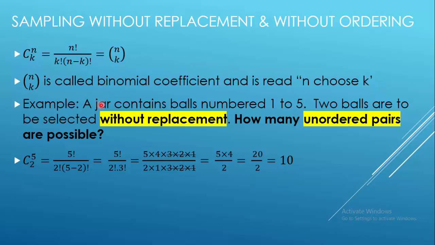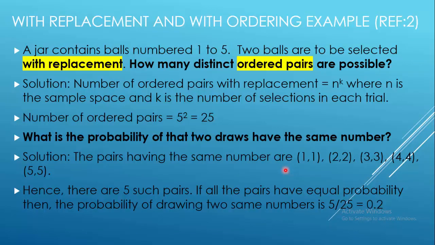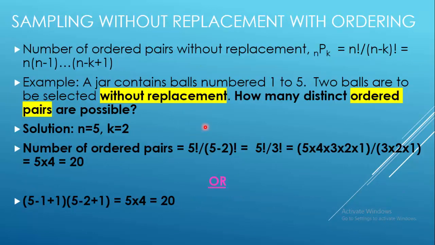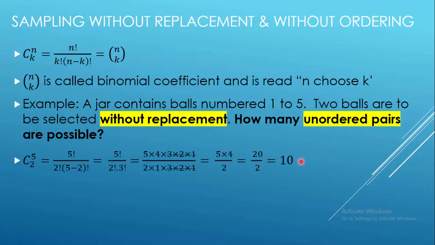Again, we take the example of the jar, and two balls are to be selected same as before, but without replacement and without order. So in that case, when we plug in the values of n and k over here, we get 10 such pairs. You can see that the number of possibilities is reducing. Here we had 25 pairs, here we have 20 pairs, and in this case we have got only 10 pairs. But why? Because if you have got first yellow 1 and 2, and 2 and 1, they both are considered the same. They are not considered different trials in this case, because order is not important anymore.